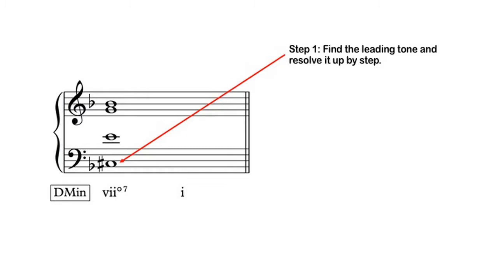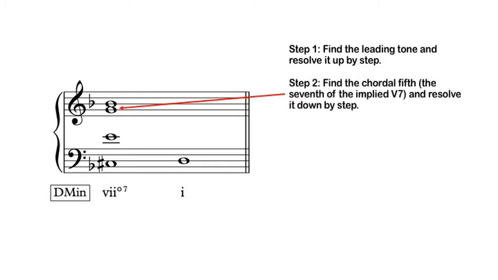So first, I find the root of the chord, which is the leading tone, which should resolve up by step to scale degree 1. Next, I find the 5th of the chord, which is the 7th of that dominant 7th that's missing its root, and again, all good chord 7ths must resolve down by step. So the 5th of the chord, or scale degree 4, should resolve down by step to scale degree 3.